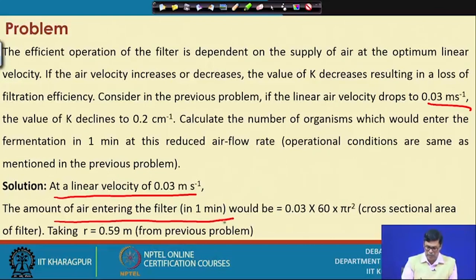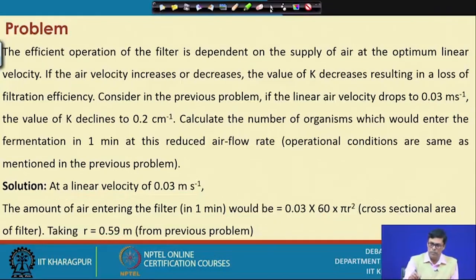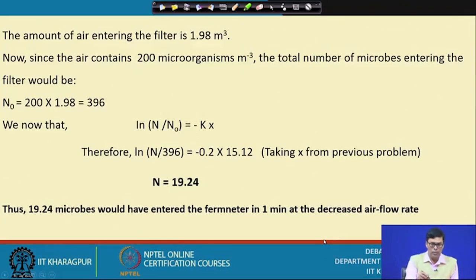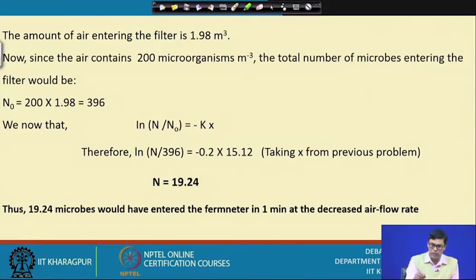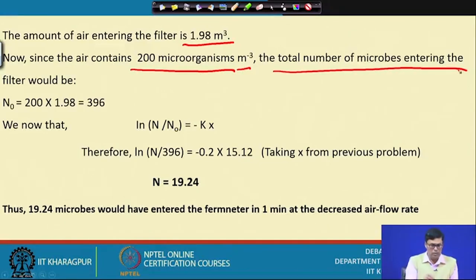The amount of air entered in 1 minute we can easily calculate: velocity multiplied by 60 per minute, then pi r square. You know that the radius is 0.589. So, you can easily find out how much organism is entering into the system. Then the amount of air entering the filter is 1.98 cubic meter. Now, the air contains 200 microorganisms per cubic meter. The total number of microorganisms entering would be how much?